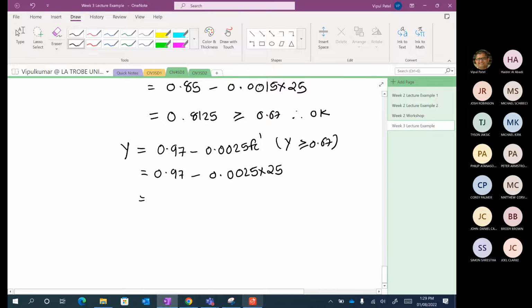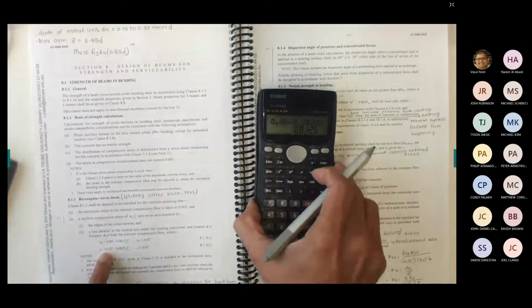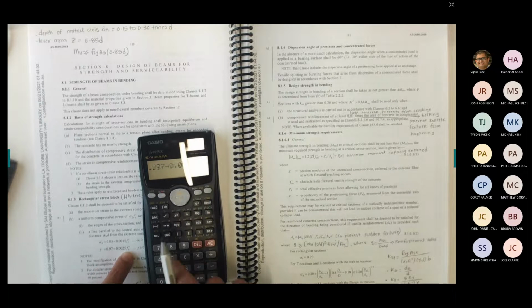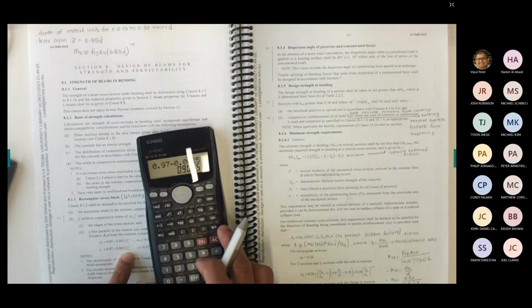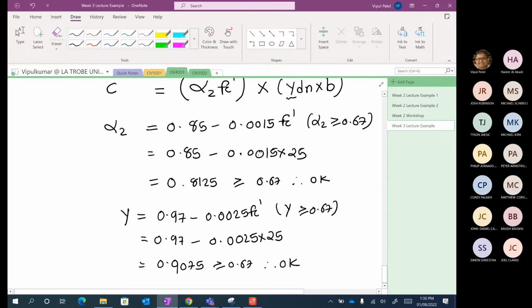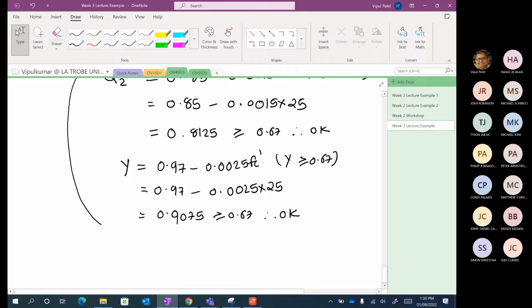And if I use the calculator, 0.97 take away 0.025 times by 25, you get 0.9075, greater than this value, so it should be okay. 0.9075, which is greater than 0.65, therefore it is okay. So let's get back to this one here.